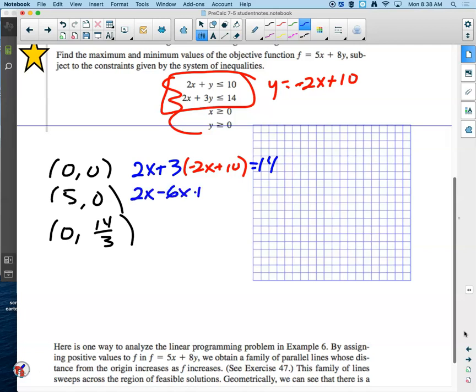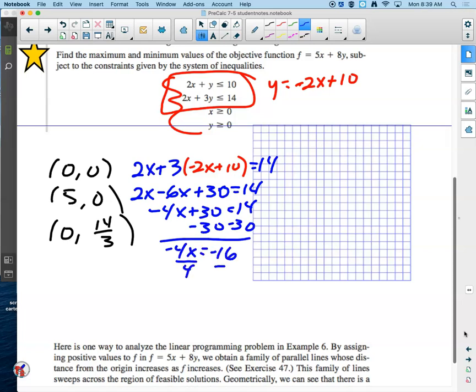Distribute. Combine like terms. Subtract 30. And divide by negative 4. Hey, maybe I wasn't so off with my 4, 2. You know, maybe that's exactly where it'll end up. But now I know for sure that x is 4. And I have this wonderful little equation up here that I can put that in to figure out the y value. Negative 2 times 4 will be negative 8, and negative 8 plus 10 is, in fact, 2.